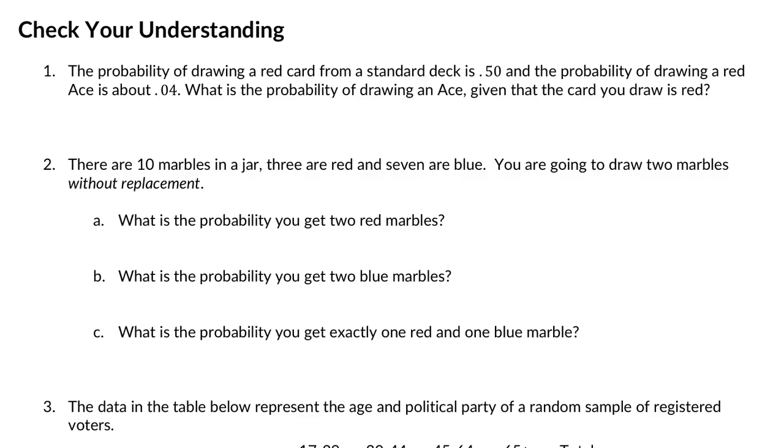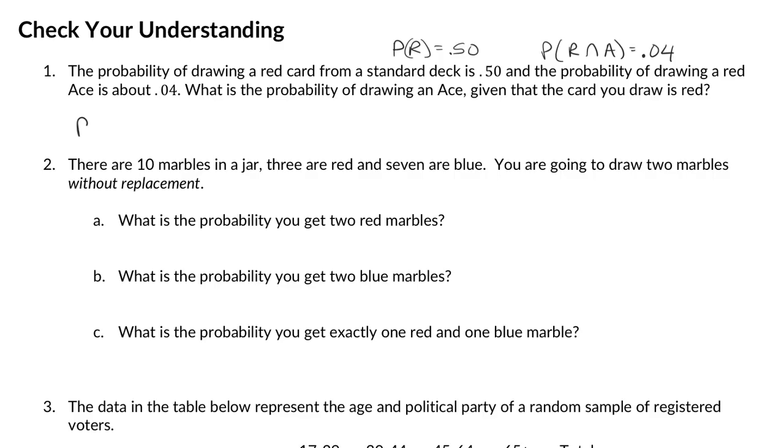For the first question that says the probability of drawing a red card from a standard deck is 0.5, when I read that, my brain was like, okay, probability of red is 0.5. I like to write them down as probabilities in the way that we write them. The probability of drawing a red ace is about 0.04. So this is the probability of red and ace, because a red ace is getting red and ace overlapped at the same time. What is the probability of drawing an ace given that the card you drew is red?